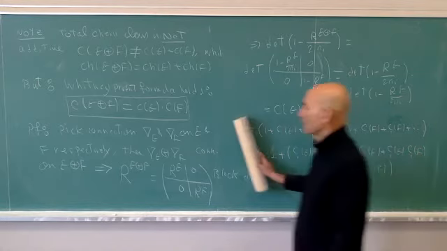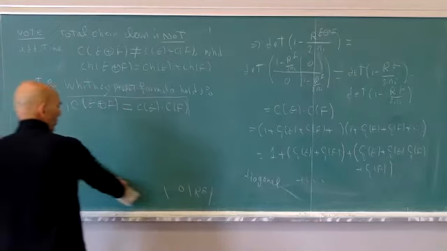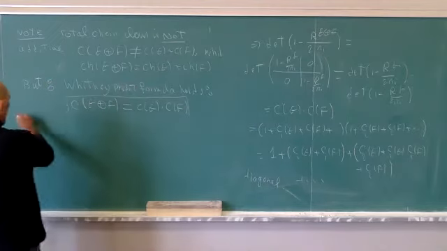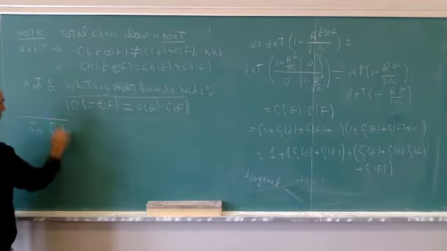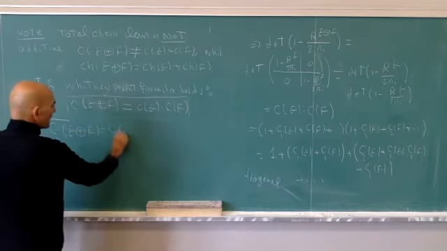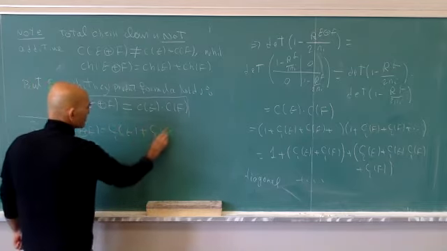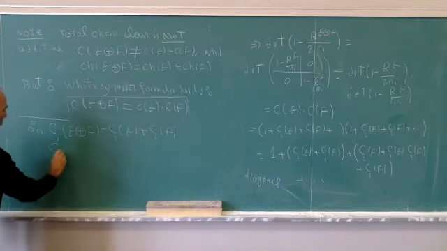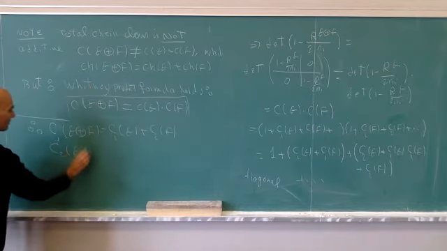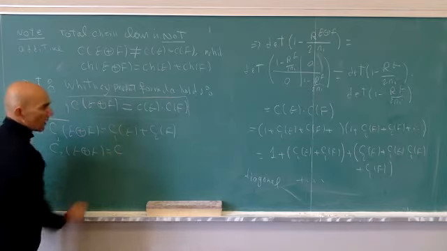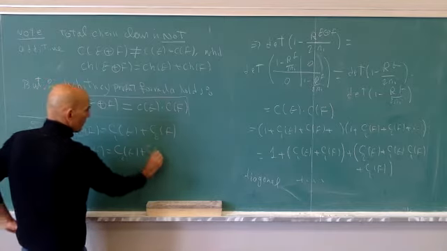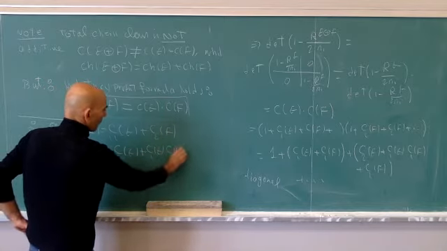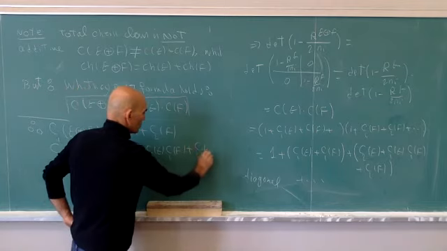So let me write it down because this is useful knowledge. Let me write C1 of E direct sum F. This is additive, this is fine. But from C2, things get complicated. So it's going to be C2 of E plus C1 of E, C1 of F, plus C2 of F.